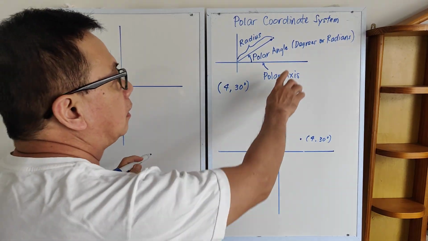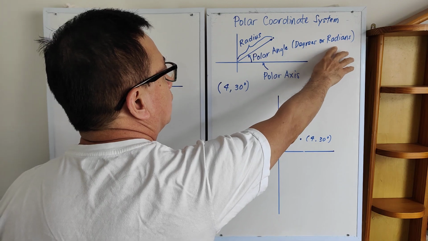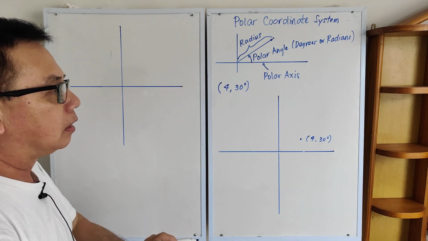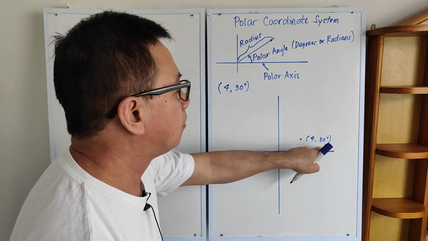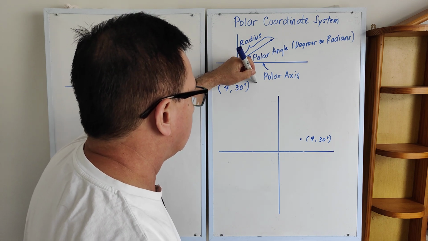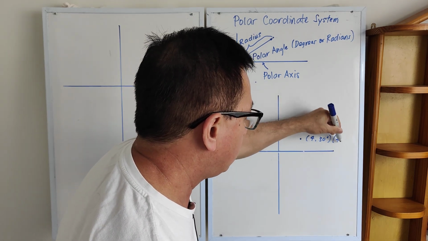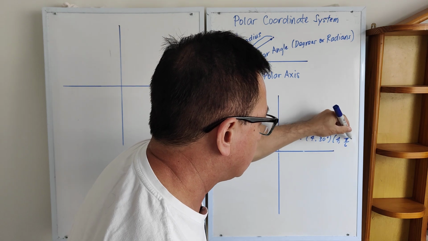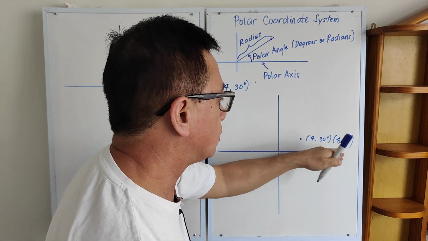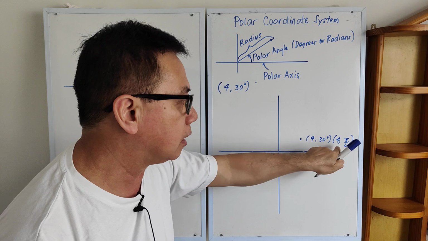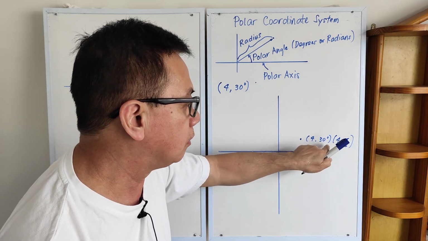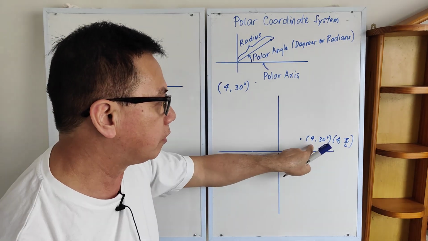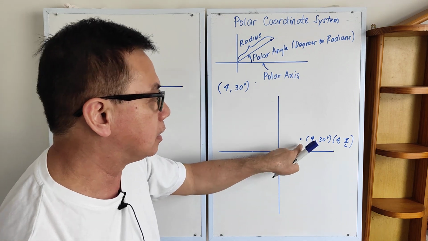Now the angle can be in degrees or in radians. So in radians, 30 degrees is pi over 6. So this could also be 4 and pi over 6 radians. So these 2 points are the same, just the angle has a different unit. So this is 4 and 30 degrees or 4 and pi over 6, this point.